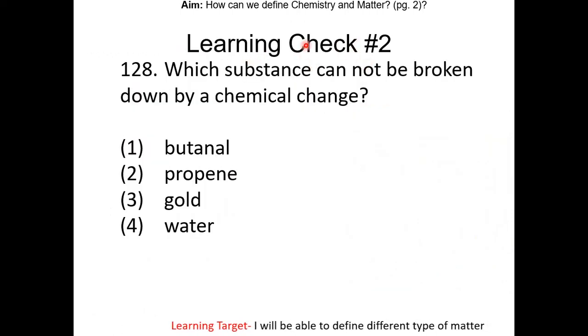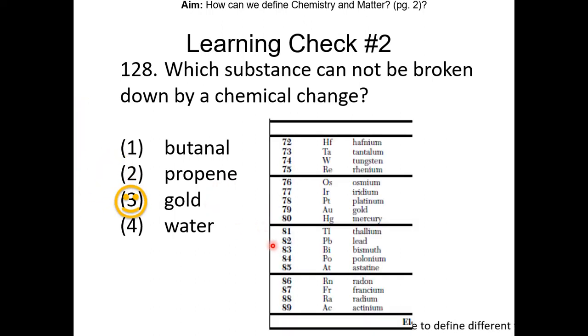Learning check number 2, which substance cannot be broken down by chemical change? Try to do this yourself, pause the video, and resume as completed. The question is describing an element. To figure out which of these are elements, you have to check the periodic table or Table S on your reference table. If you go to Table S, gold is considered an element.